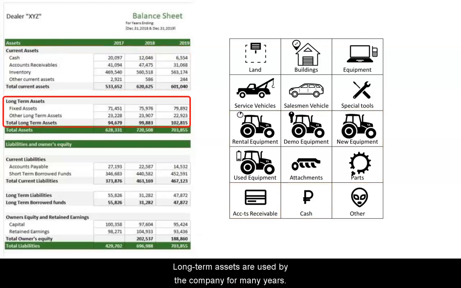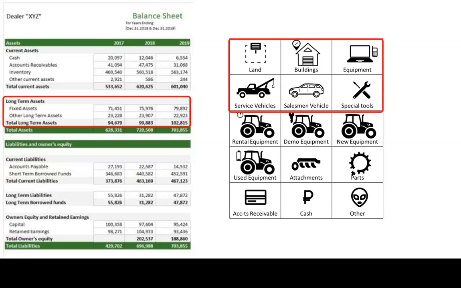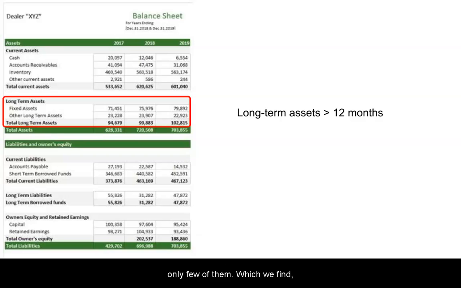Long-term assets are used by the company for many years. They include things like land, buildings, equipment, vehicles, and other valuable items. Long-term assets are not for resale. They stay in the dealer balance sheet for a period of more than 12 months.